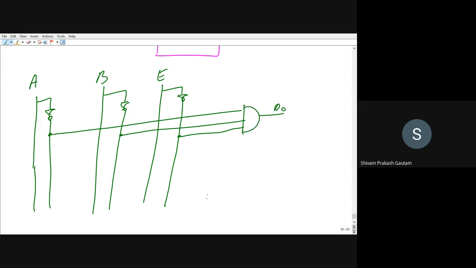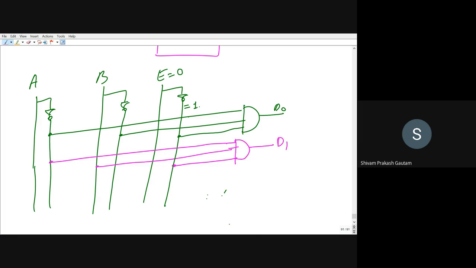So, you can see here, whenever E is equal to 0, only then will this AND gate produce an output. Because when E is equal to 0, the output of this NOT gate will make it 1, and this will flow to the AND gate. Now, for the next combination, A bar, B, and E bar. This will also pass through an AND gate.